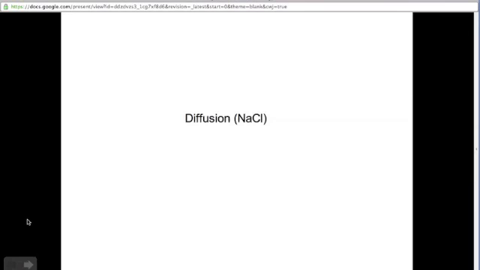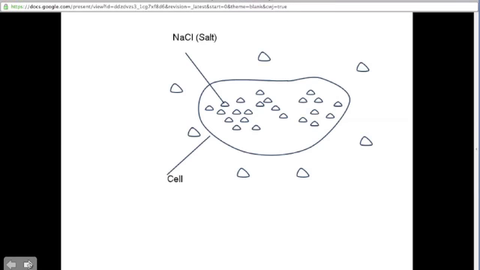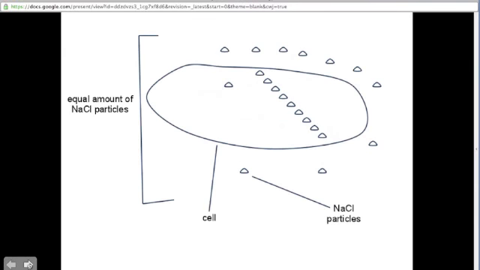Diffusion is a movement of sodium chloride molecules from a high concentration, which is the inner part, to the low concentration. So after the particle moves, the concentration of the outer cell and the inner cell is equal.